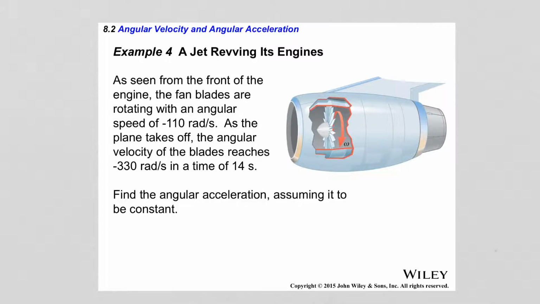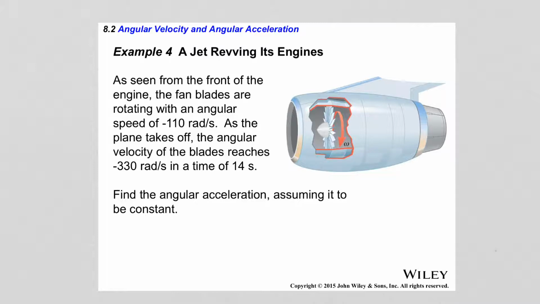As seen from the front of the engine, the fan blades of a jet engine rotate with an angular speed of negative 110 radians per second. As the plane takes off, the angular velocity of the blades reaches negative 330 radians per second in a time of 14 seconds. Find the angular acceleration, assuming it to be constant.